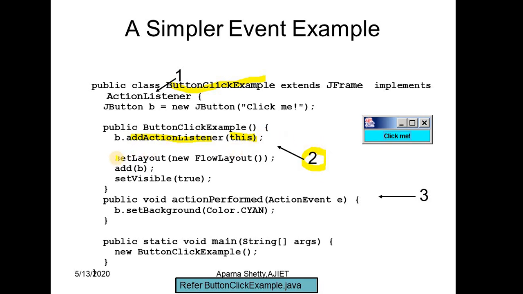Next I'm going to set the layout as flow layout. Next I'm going to add that button object, add b, and also set visible to true. So first I have created a button object, Click me. I have registered that event handler. I have set the layout. That button I have added to the component.